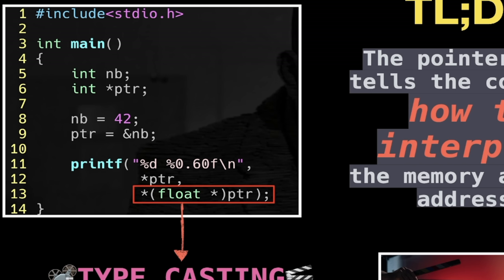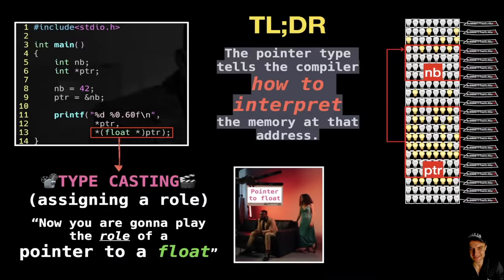Then I call my printf, so I want to print the value pointed by ptr, and then I do something peculiar, which is this casting. I'm going to cast ptr to a float star, a float pointer. What is this casting thing?